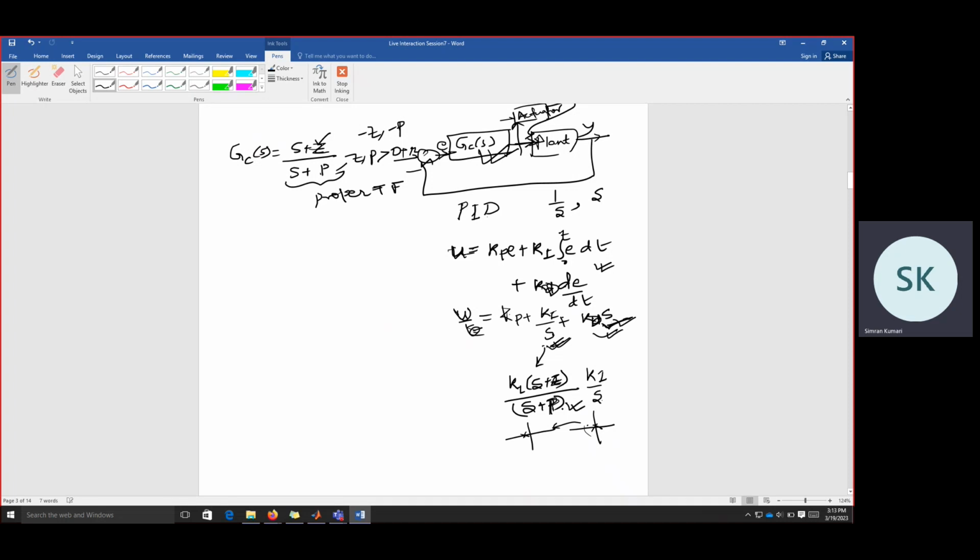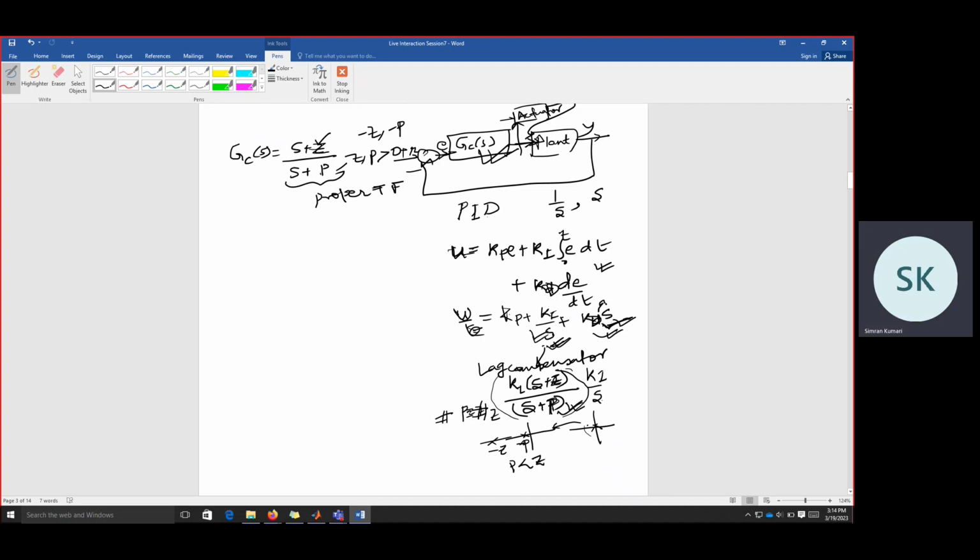So we try to approximate this, and since this transfer function is proper, that means the number of poles is equal to the number of zeros, this is realizable and this is stable also. However, this was not stable, this was marginally stable. So this we call a lag compensator. And for this one, if this is minus P and this is minus Z, obviously P is less than Z.